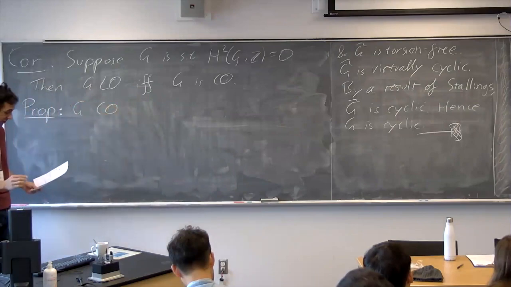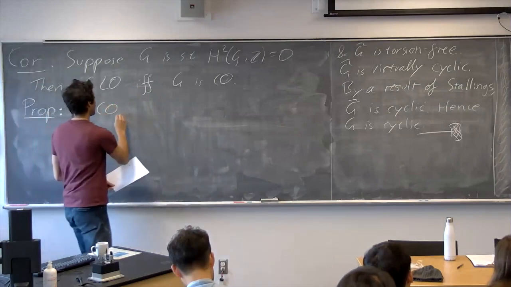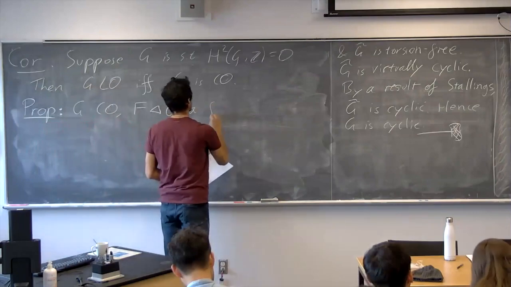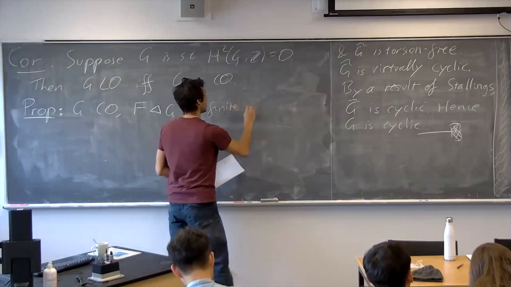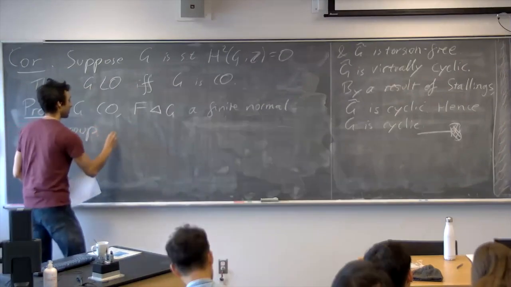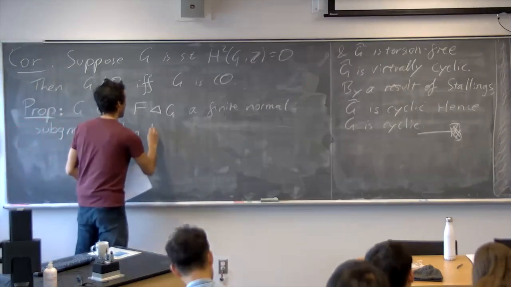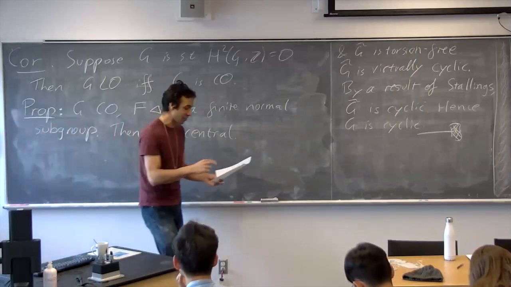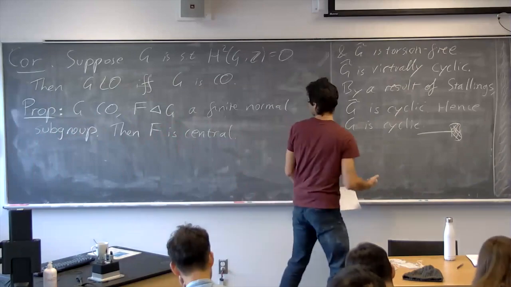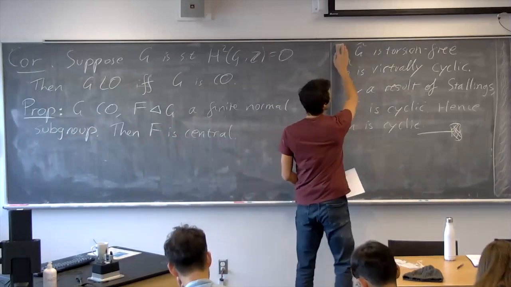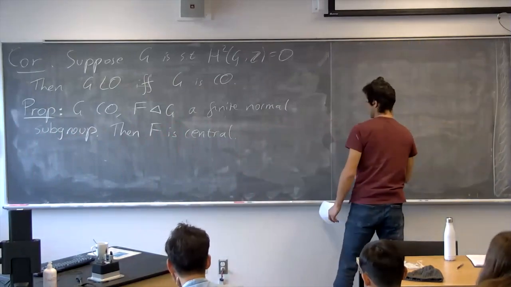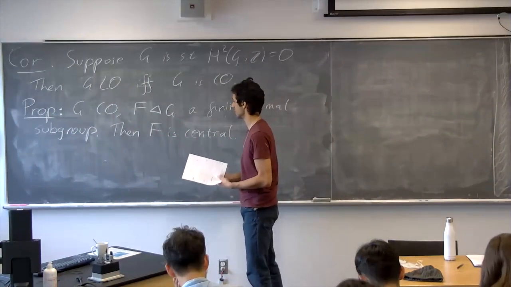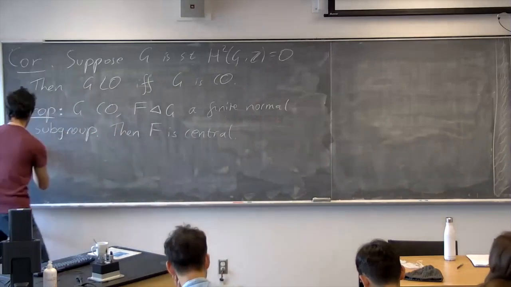Right. So G, a circularly orderable group. Let's take that as our assumption. And F, a finite normal subgroup. Then F is central. I have a note here to leave it as an exercise, but I think I'm going to at least sketch out why it's true. This isn't obvious by any means of the imagination. So let's have a proof sketch.